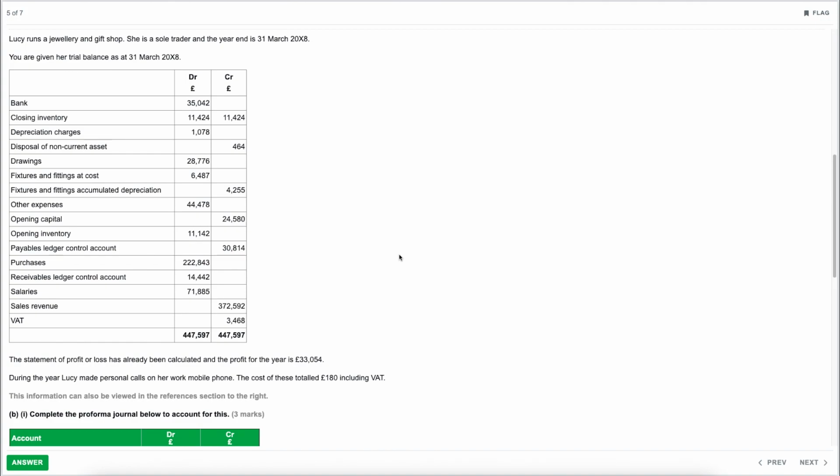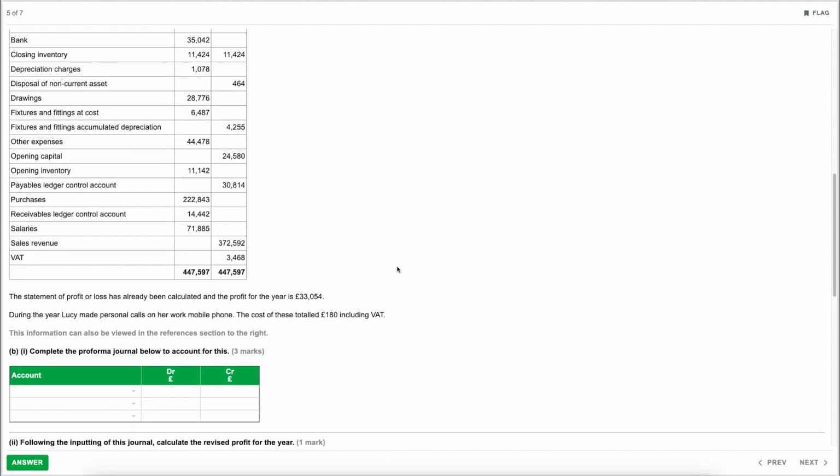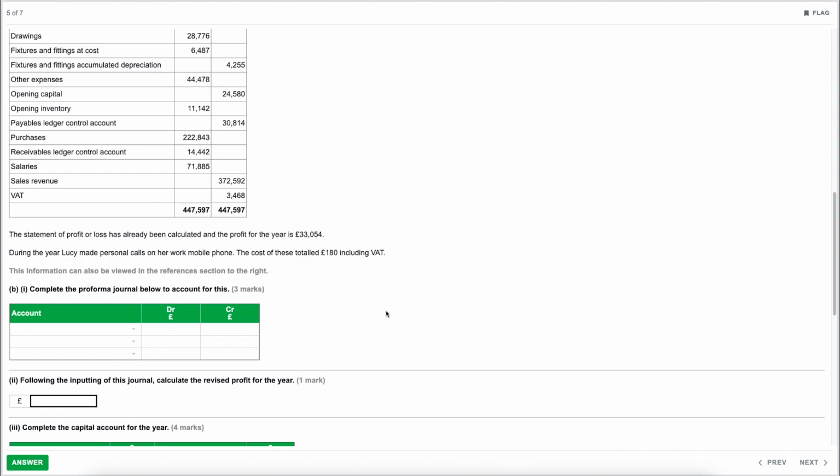The cost of these totalled £180, including VAT. So part B then, complete the pro forma journal below to account for this. So we need to account for the fact that Lucy's made these personal calls and they've been included within her business accounts.